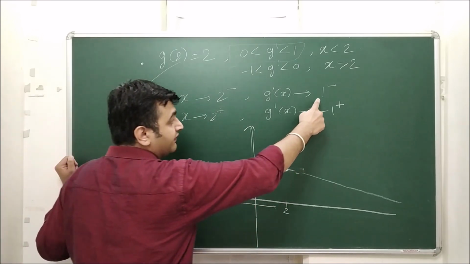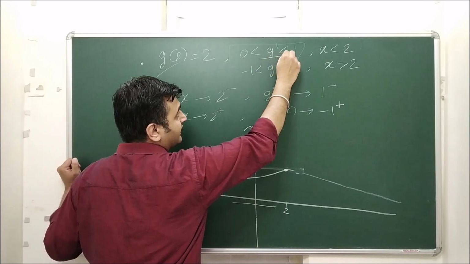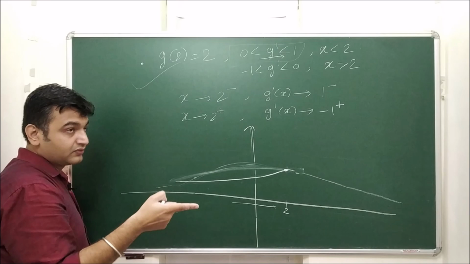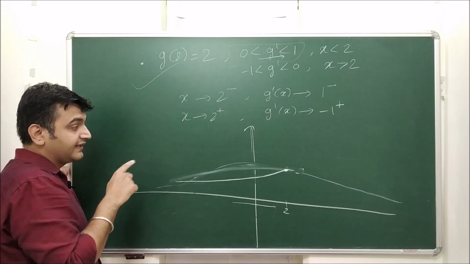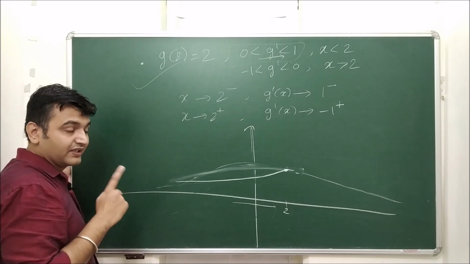And they're saying 1 minus. I know that it is between 0 and 1, so the slope is going towards 1. It is not going towards 0. If it were going towards 0, then yes, it would have been concave down. But it is going towards 1, therefore it is concave up.